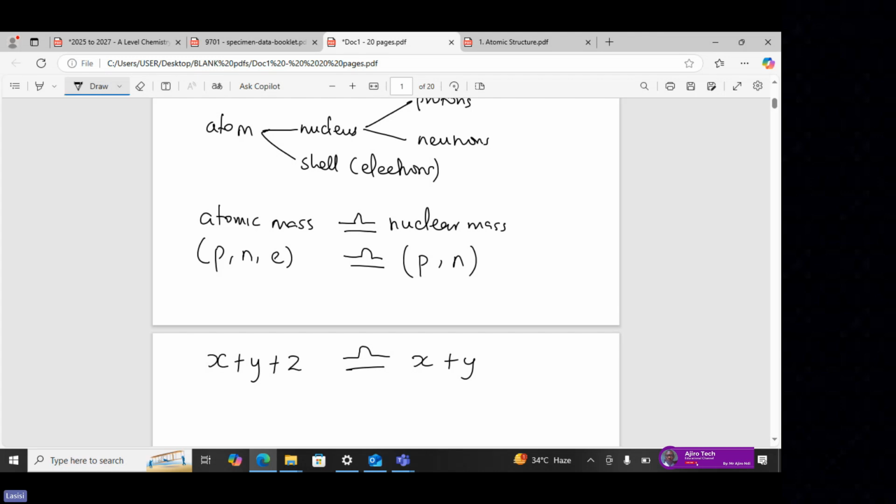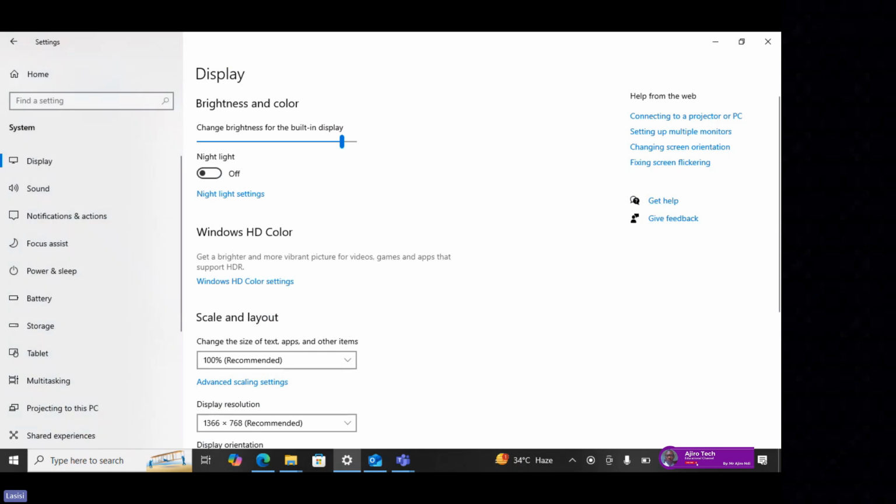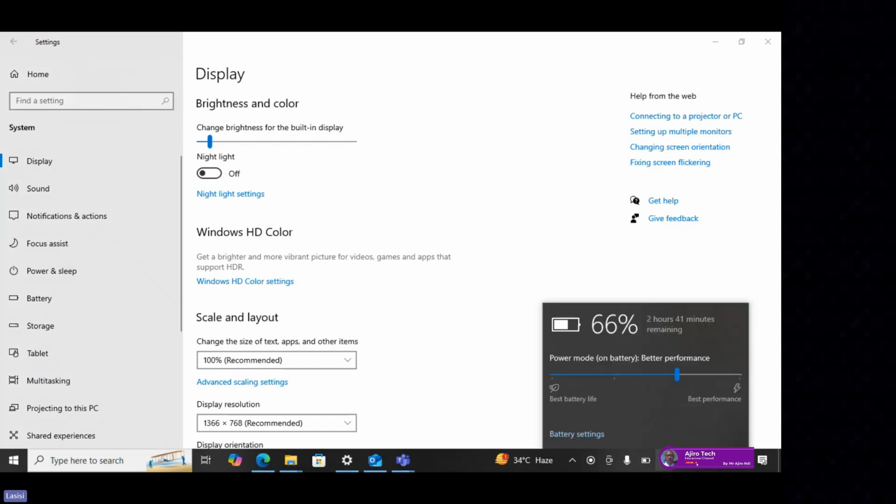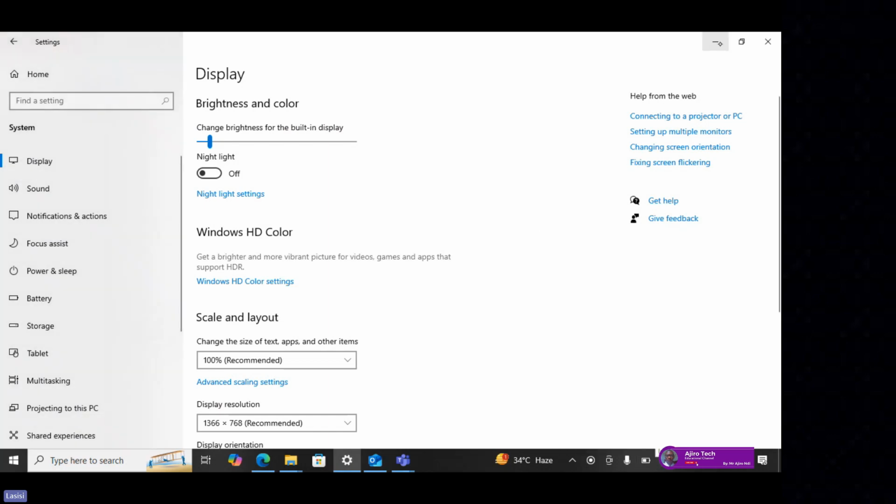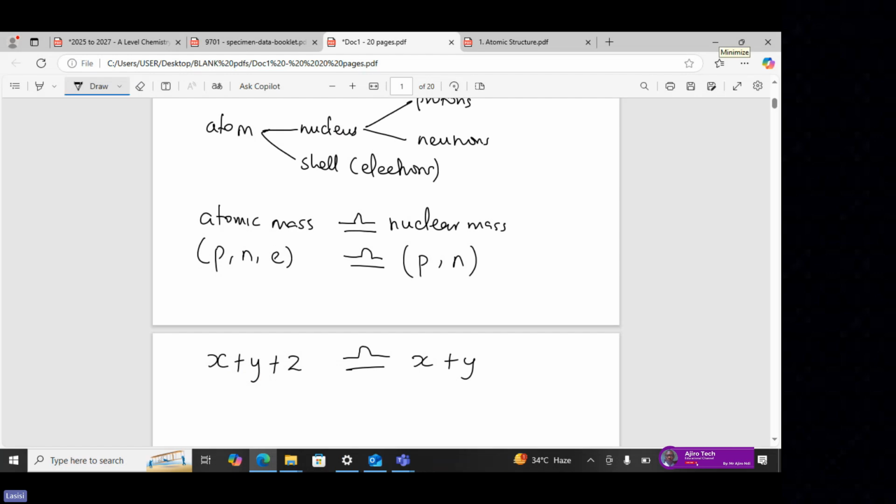So now come back here and tell me, what does that mean for the electron? The mass of the electron is almost 0. The electron has almost no mass, so it has negligible mass. Almost the entire mass of the atom is located inside the tiny nucleus. Is that okay? The electron has negligible mass.